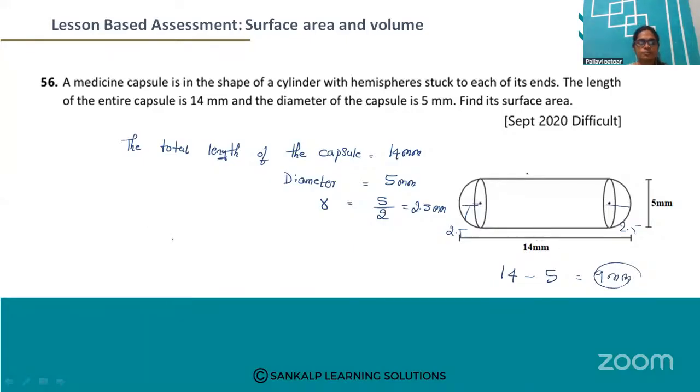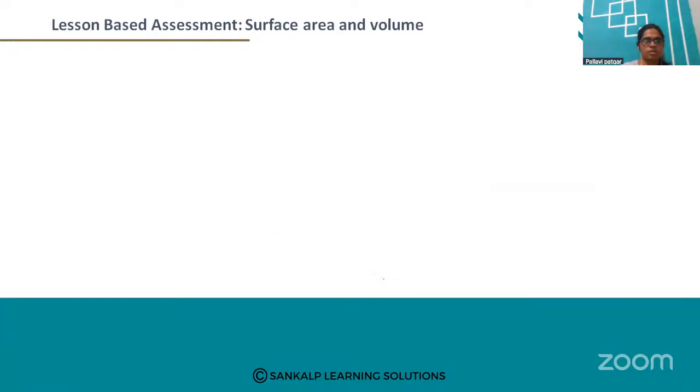Okay. So here height of the cylinder is equal to 14 minus 5. This is equal to 9 millimeter. Okay. This is the height of the cylinder. So next we calculate the total surface area. Okay. The total surface area of the capsule is the sum of the curved surface area of the cylinder and the surface area of the two hemisphere.